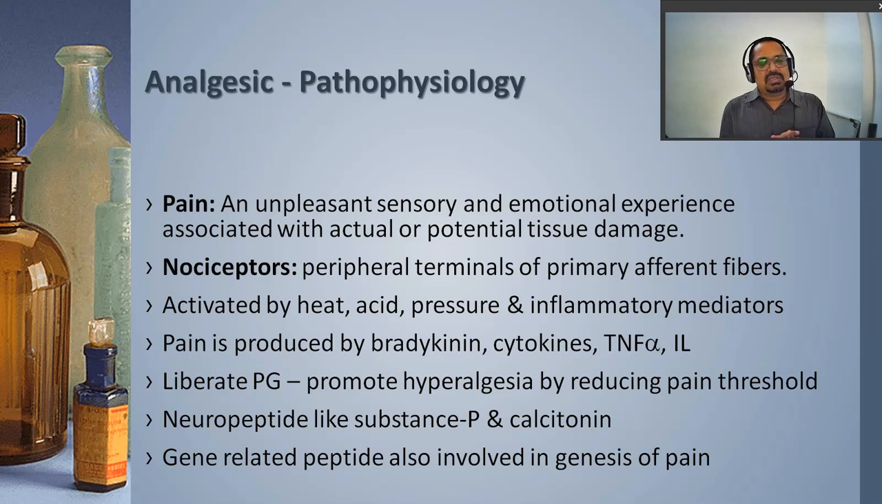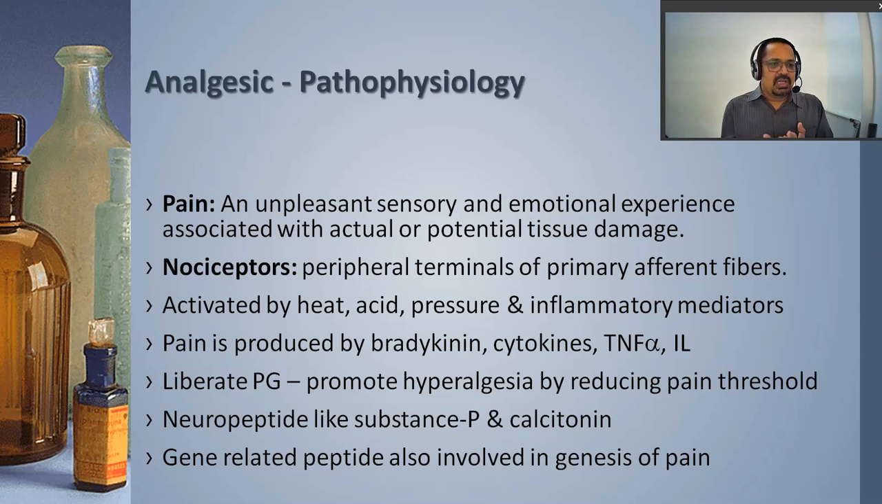These are nothing but the receptors, we can say, which receive the pain sensation, peripheral terminals of afferent fibers which are receiving these pain sensations. These pain sensations can be activated by different routes like heat, acid, or pressure, or inflammatory mediators. This is the main thing here. And these inflammatory mediators might be bradykinin, cytokinins, or interleukins, like this.